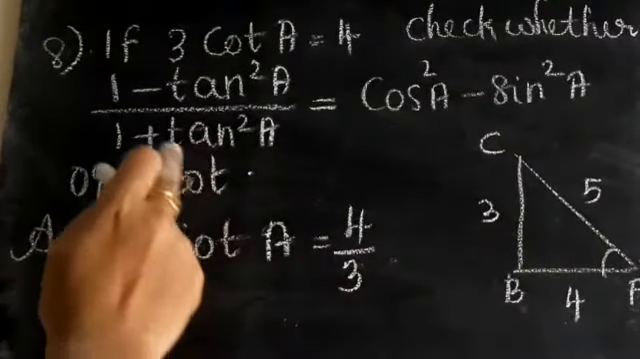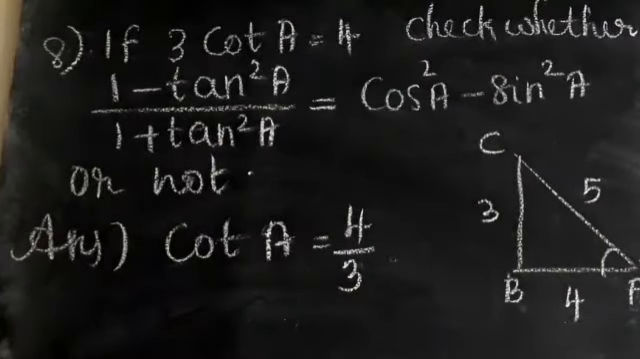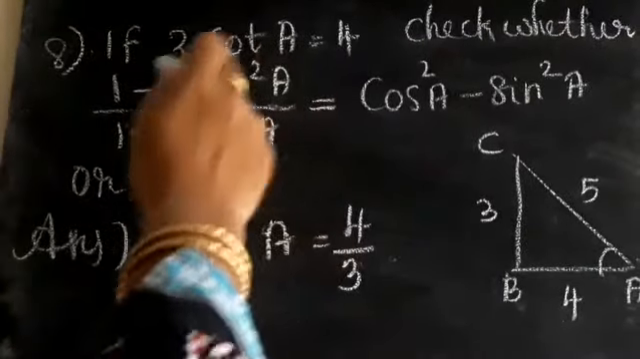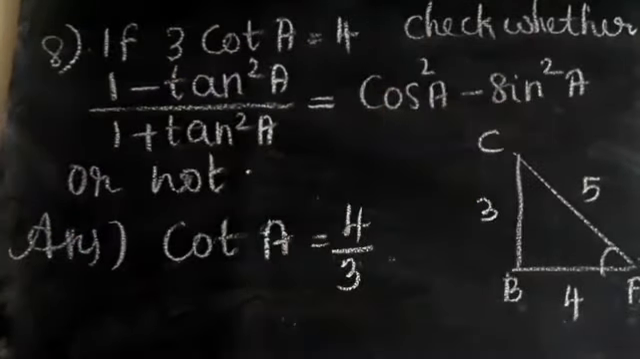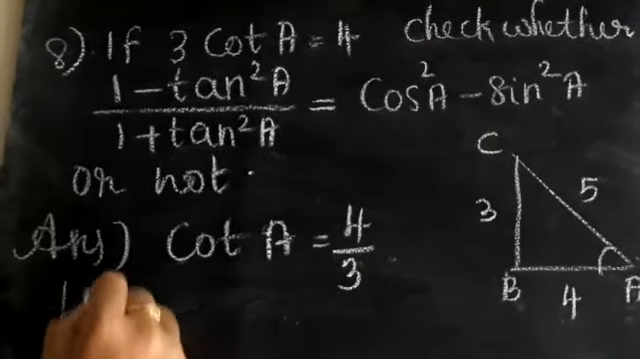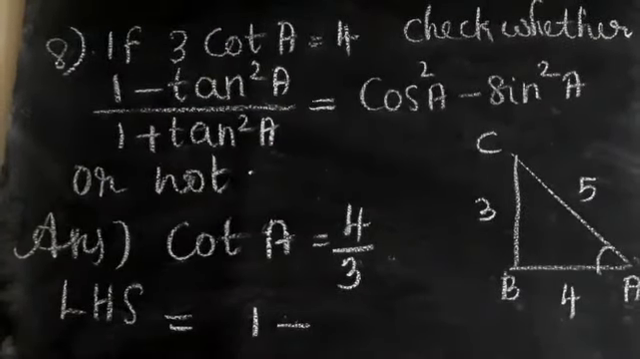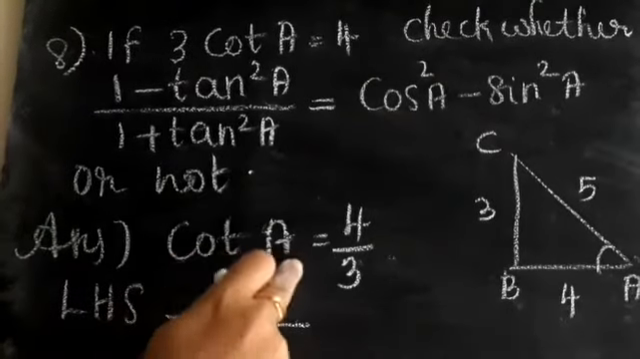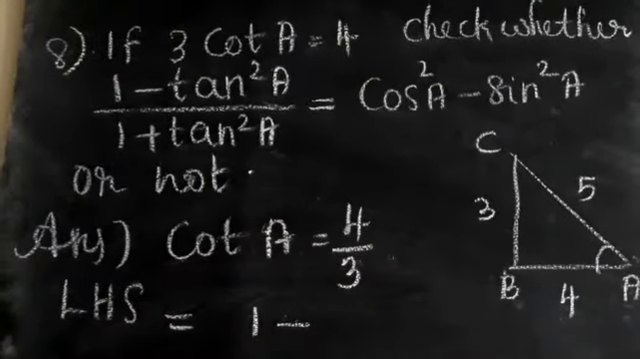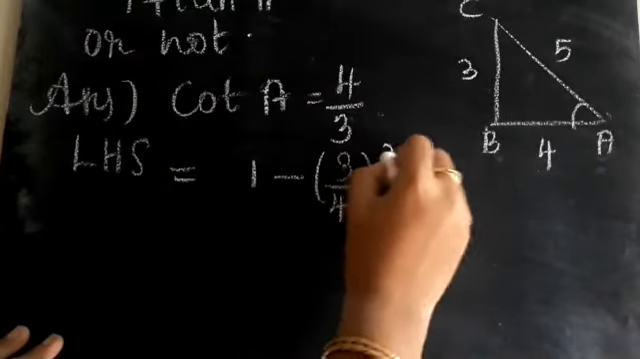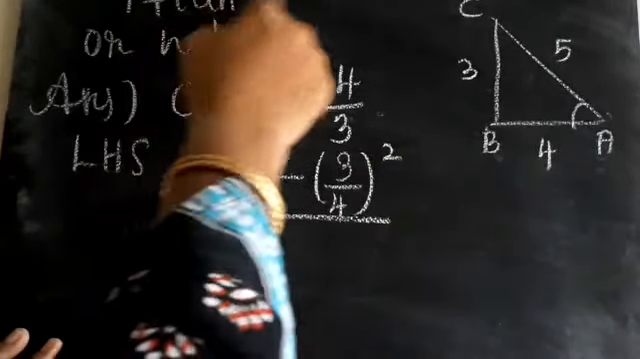Now you have to check whether 1 minus tan square A divided by 1 plus tan square A is equal to cos square A minus sin square A or not. So we can name this LHS and this our RHS. First I am going to calculate our LHS. LHS, what is that? 1 minus tan square A. What is tan? Cot A is 4 by 3, so tan will be just the reciprocal. So 1 minus 3 by 4 whole square divided by 1 plus tan square A.